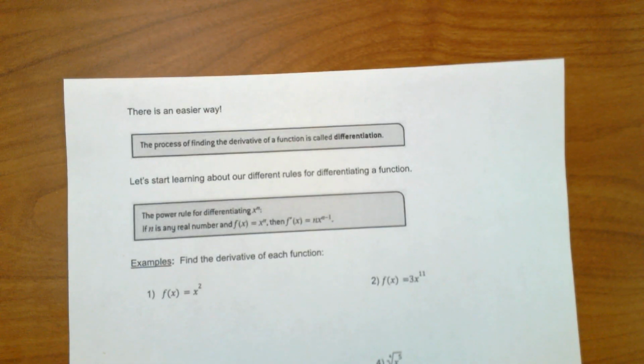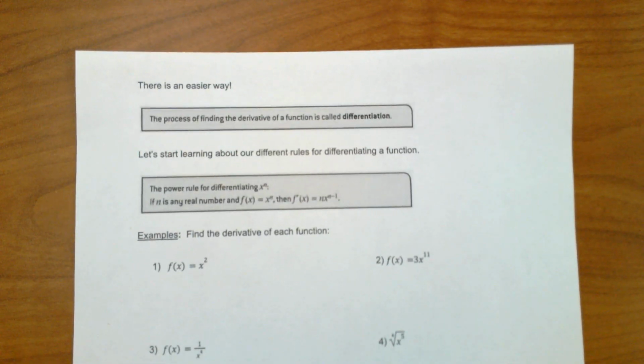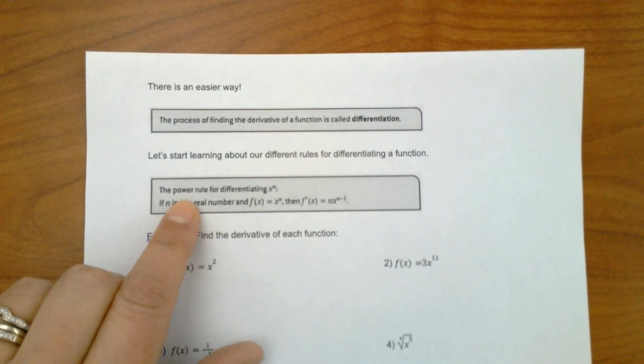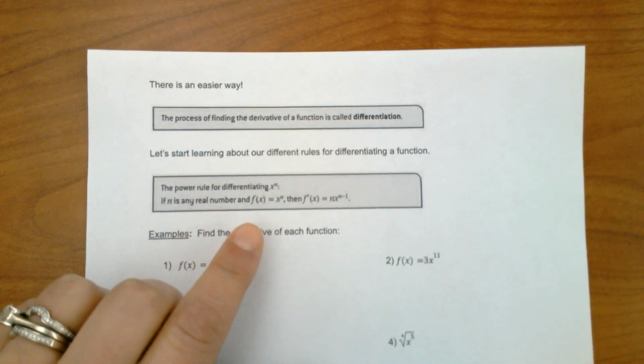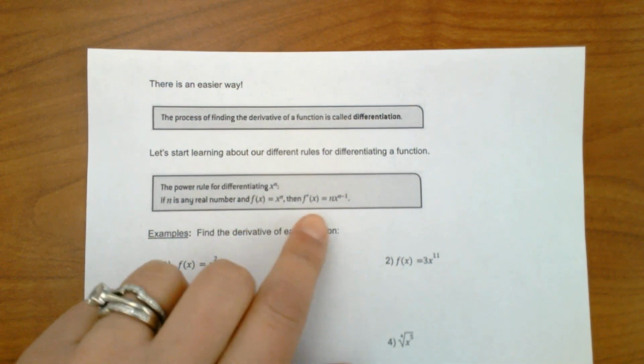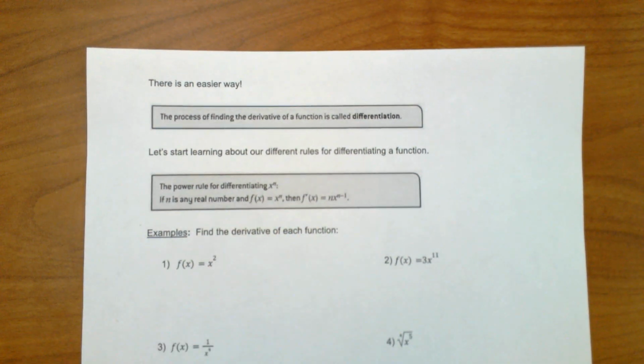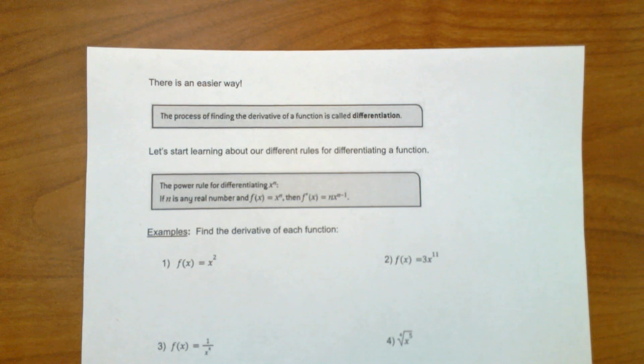The first rule is going to be, and so there is an easier way, which is called the process of differentiation. And so the first one is called the power rule. The power rule says if n is any real number, f of x equals x to the n, then f prime of x equals n times x to the n minus 1. What the heck are we doing here? Okay, so let's figure it out.